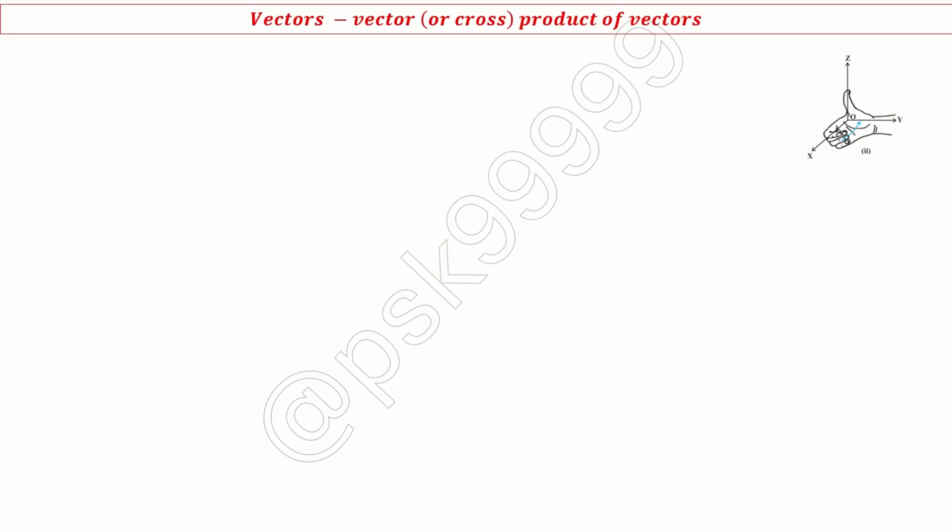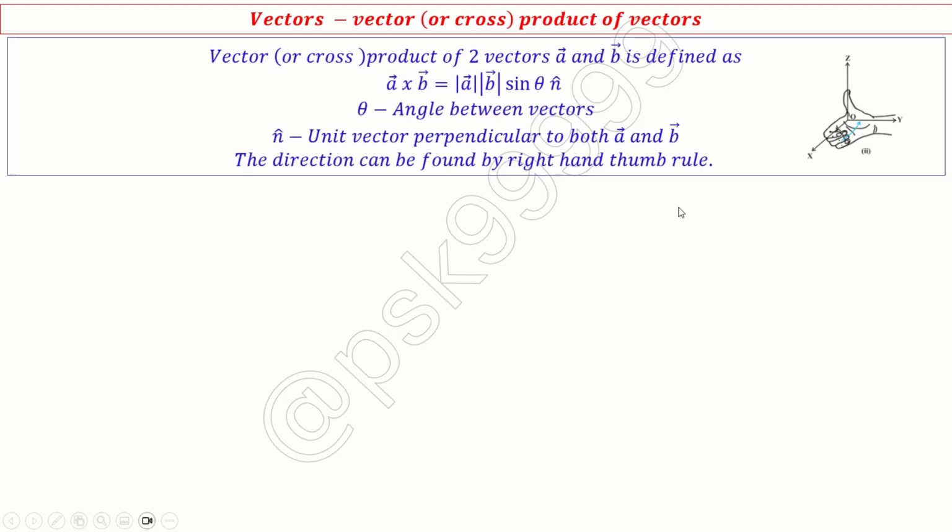Let's learn the vector product or cross product of vectors. The vector product of two vectors, vector A and vector B, is defined as vector A cross vector B equals magnitude of A, magnitude of B, sine theta, n hat. The magnitude part is simple, which is nothing but magnitude of A into magnitude of B multiplied by sine theta. Theta is the angle between the vectors. What is this n hat? n hat is the unit vector perpendicular to both vector A and vector B.